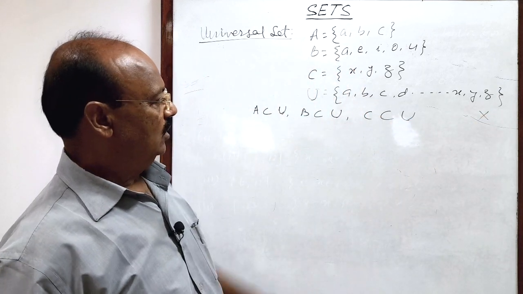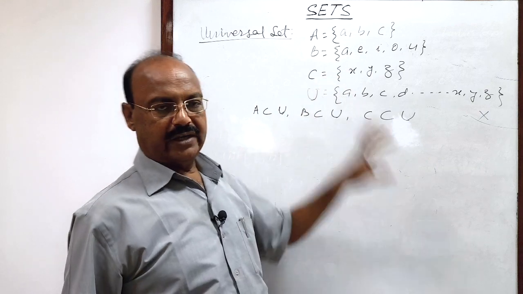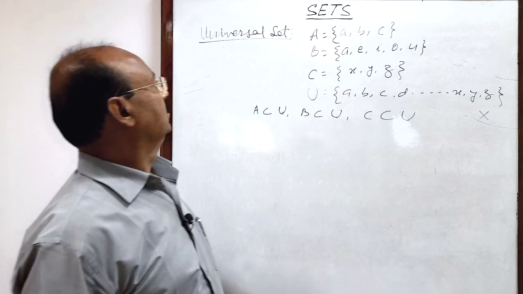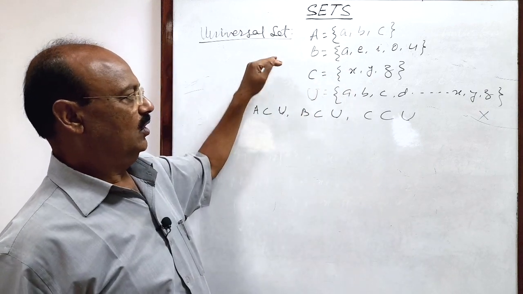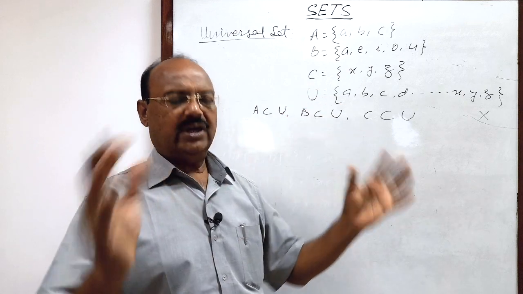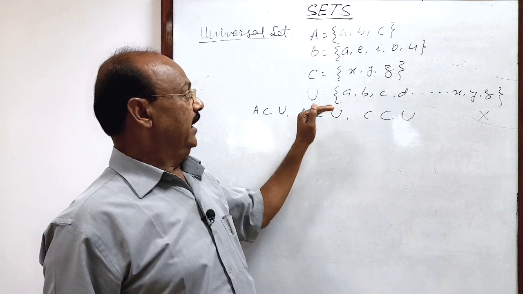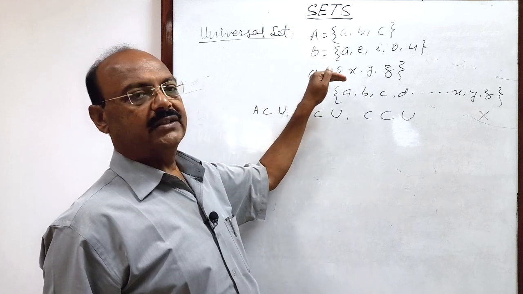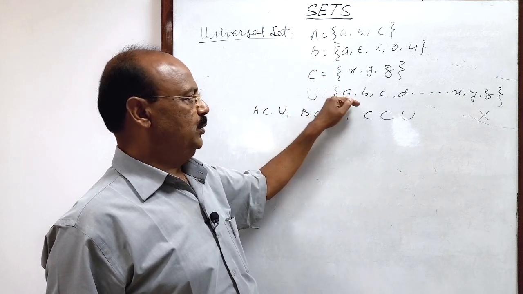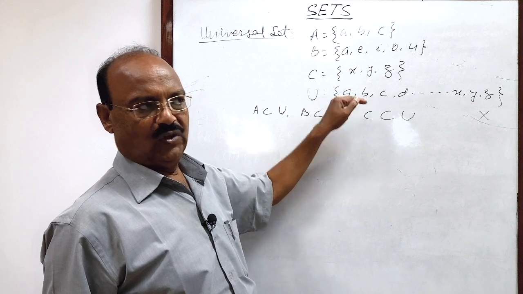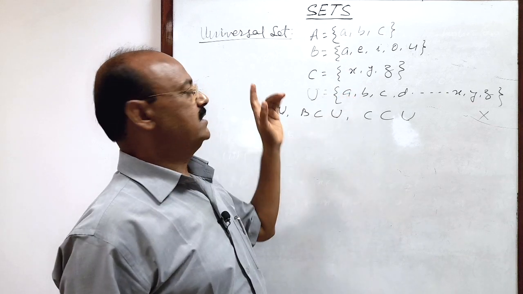Okay. Now we understand that universal set is, in any particular context, the superset, and other sets are subsets of this biggest set, of this superset. So how we can define universal set?